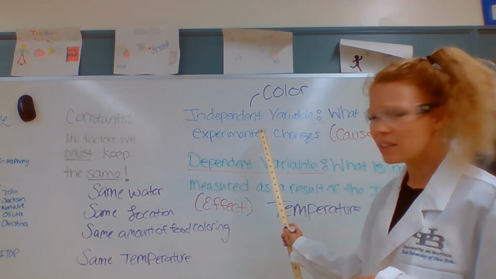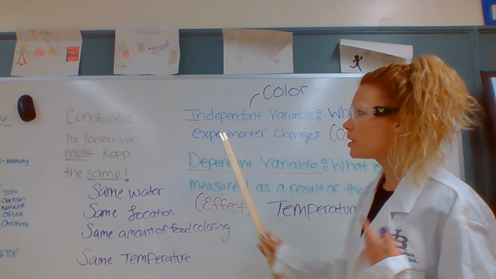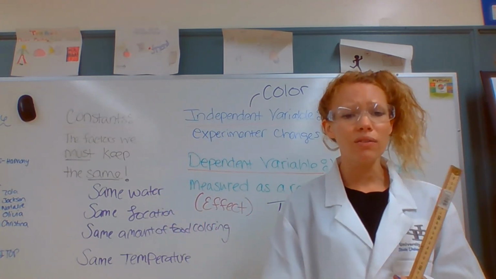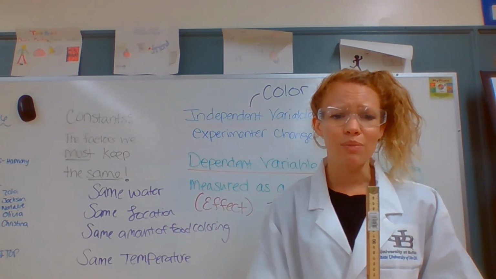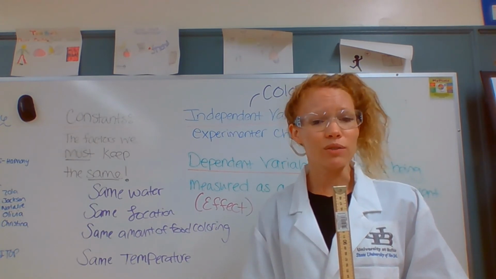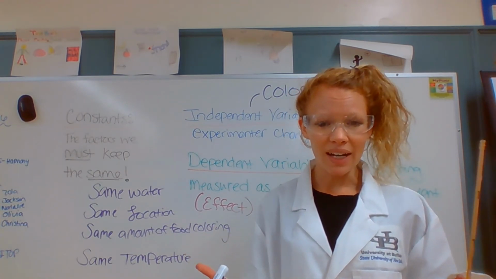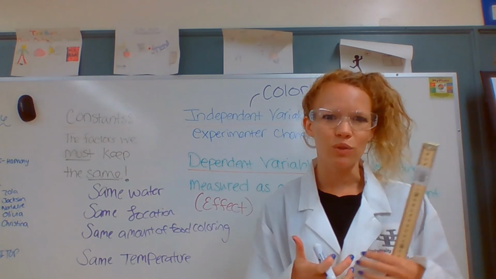So I have my independent variable, my dependent variable, and my constants. I need to identify all of those before I can actually start my experiment. So we are going to next time add some more things to our plan, and then we'll talk about it when we get to actually do our experiment.